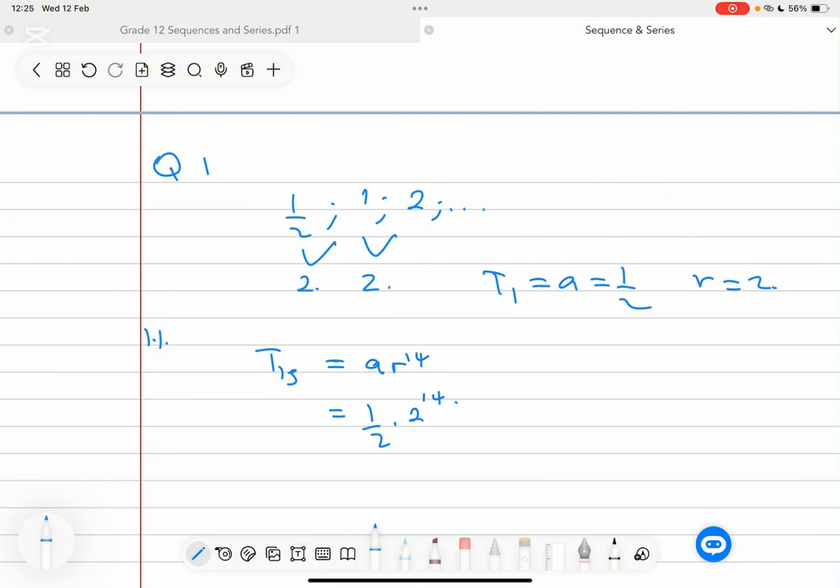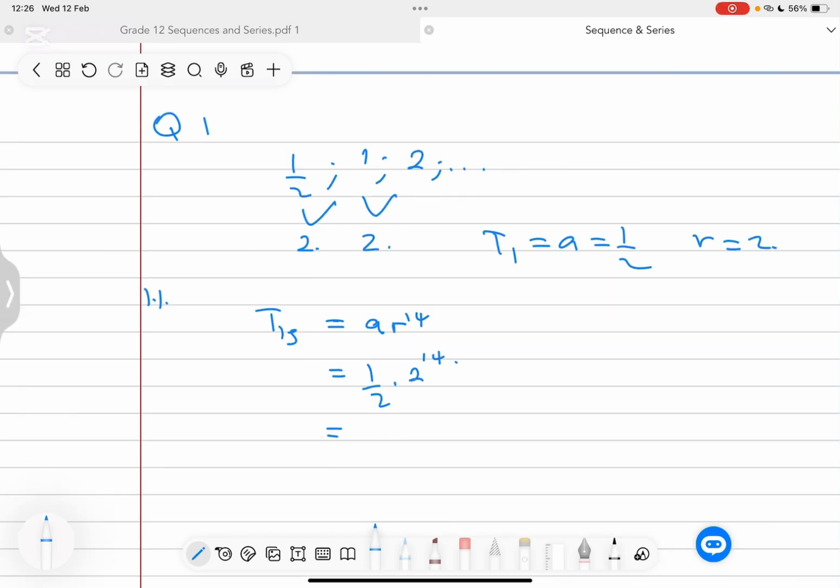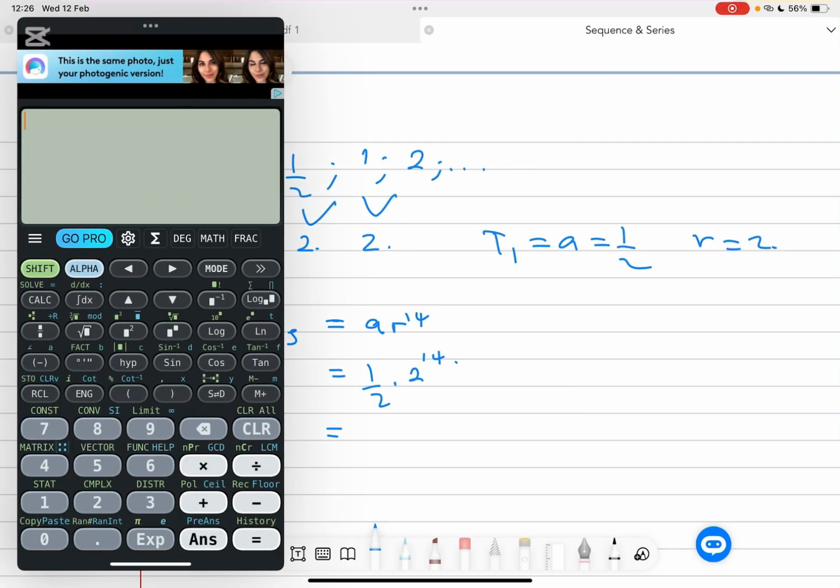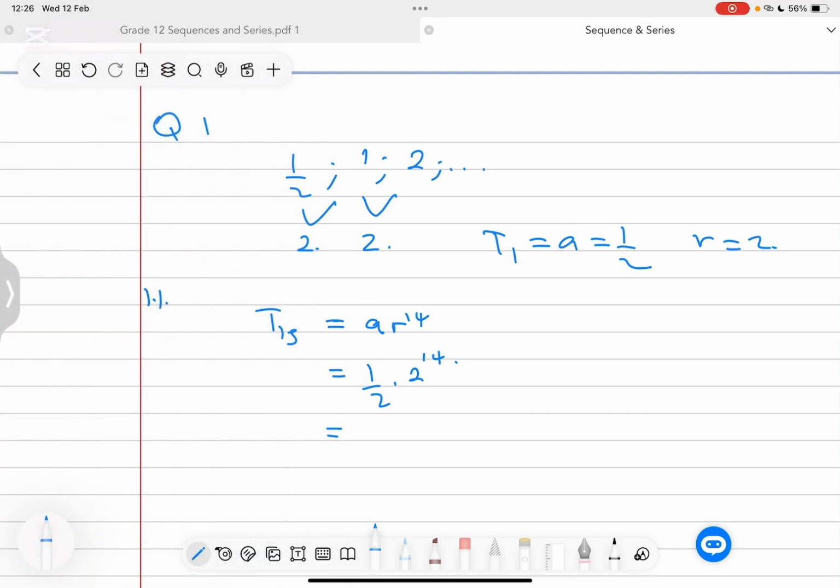Now, to solve this, I can simply use a calculator. When I pull my calculator, I'll just punch these numbers in: 1 over 2 multiplied by 2 to the power 14. And this then says that term 15 is going to be equal to 8,192.